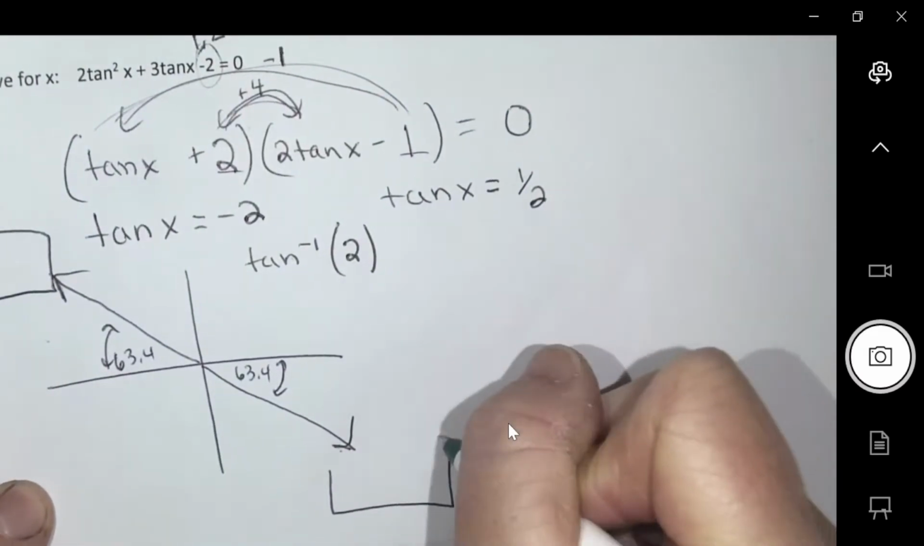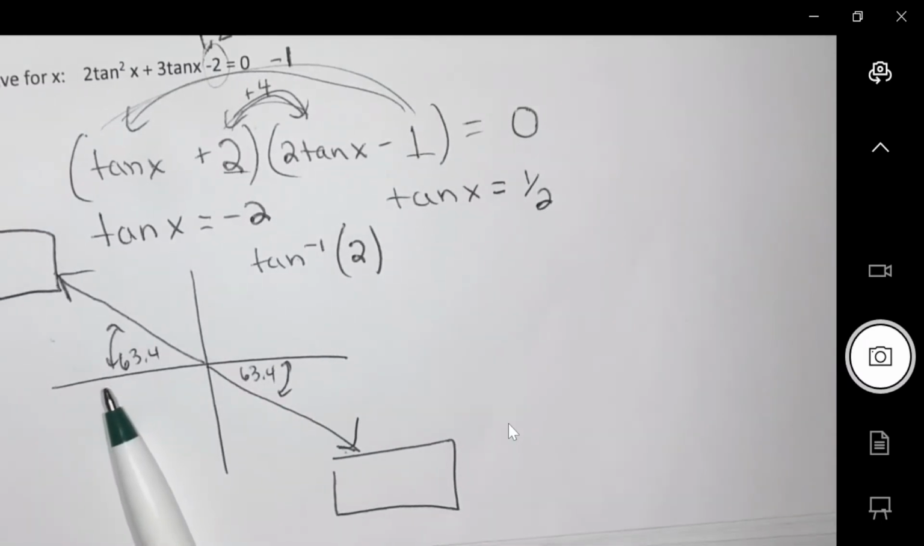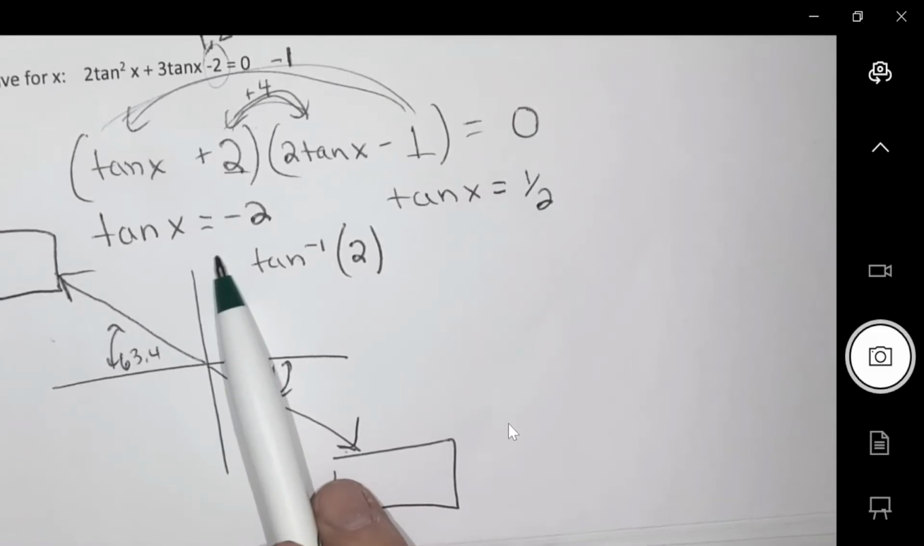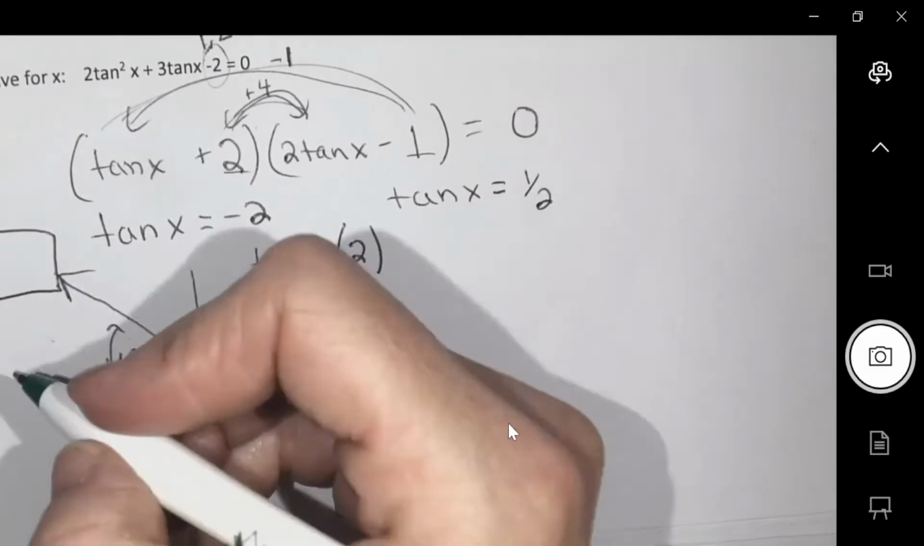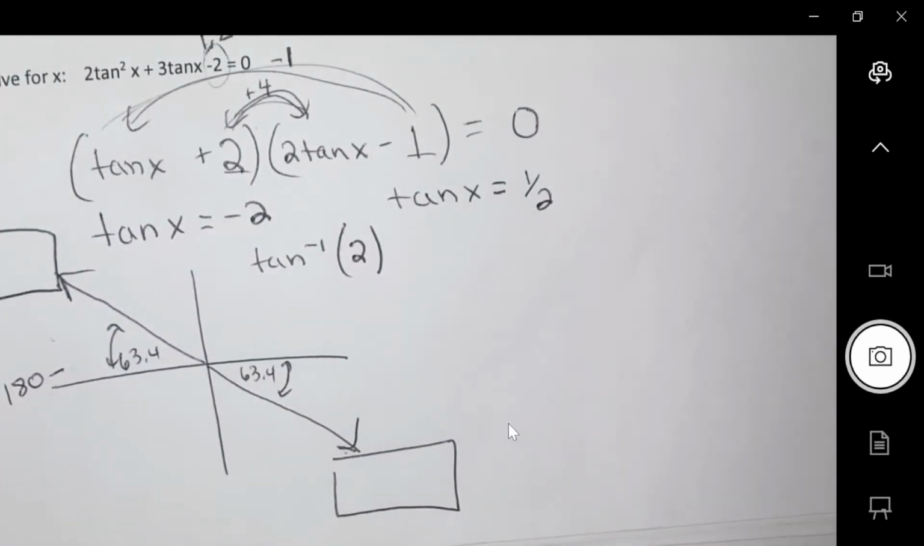How do I figure out my actual answer? So what do I do with this one? I'm 63.4 degrees what? Smaller than 180, right? I'm behind 180.